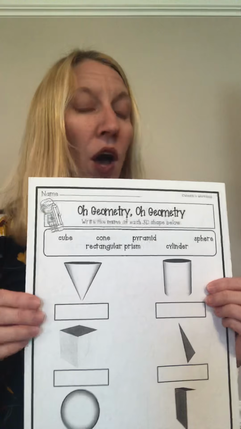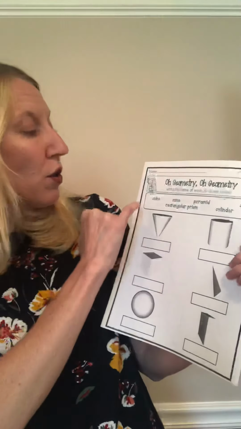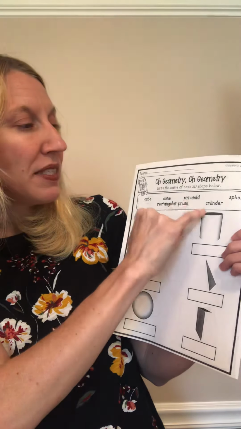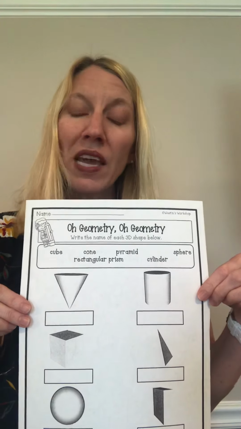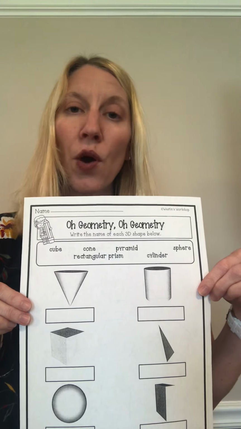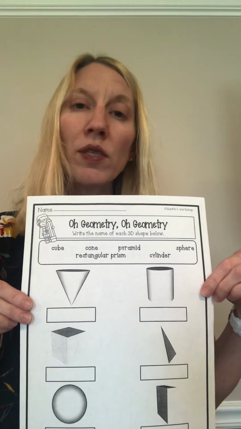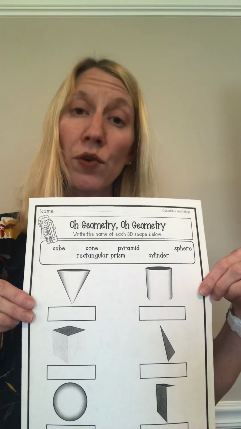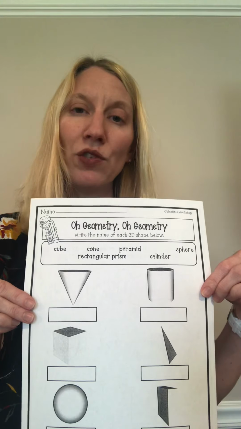The other side are the solid figures. You've got cube, cone, rectangular prism, pyramid, cylinder, and sphere. So again, just do the best you can to learn those and to know things about them. There will also be a link on Google Classroom about quadrilaterals too.